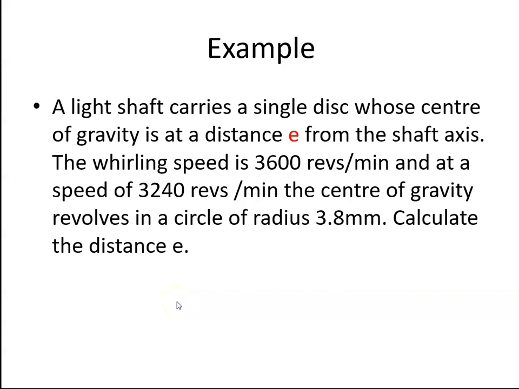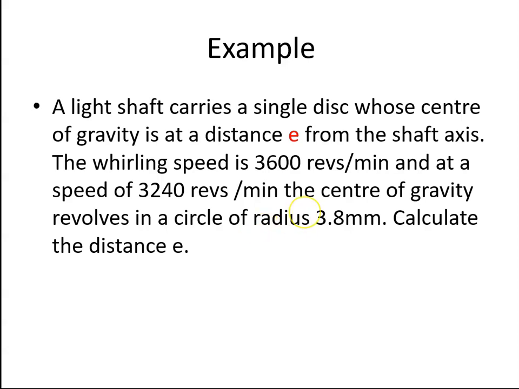A light shaft carries a single disc whose center of gravity is at a distance e from the shaft axis. Okay, so this is the eccentricity. The whirling speed is 3,600 revs per minute, and at a speed of 3,240 revs per minute, the center of gravity revolves in a circle of radius 3.8 millimeters. Calculate the distance e.